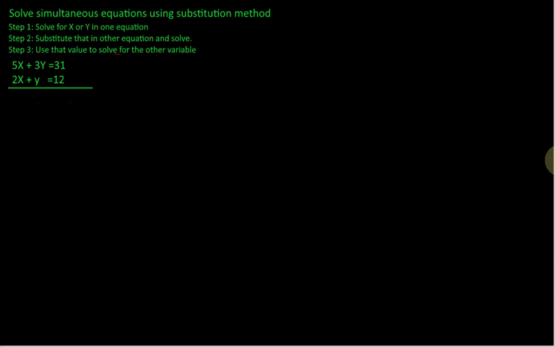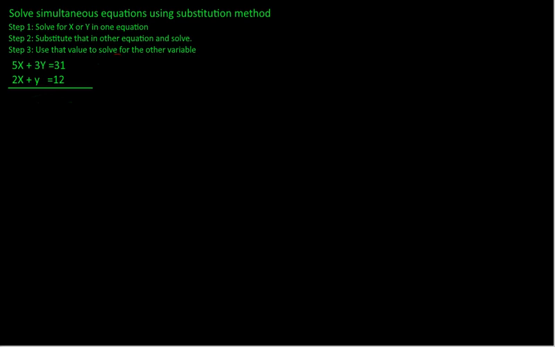Solve simultaneous equations. Simultaneous equations can be solved in two methods, either by the substitution method or by using the elimination method. We're going to use the substitution method now. We have a few steps to follow when we are using the substitution method.